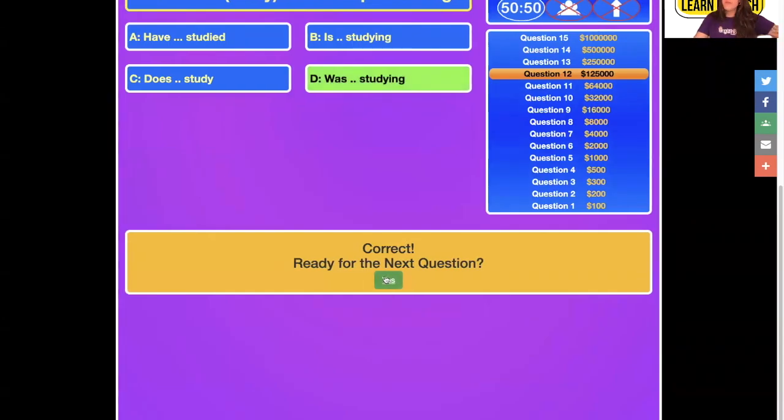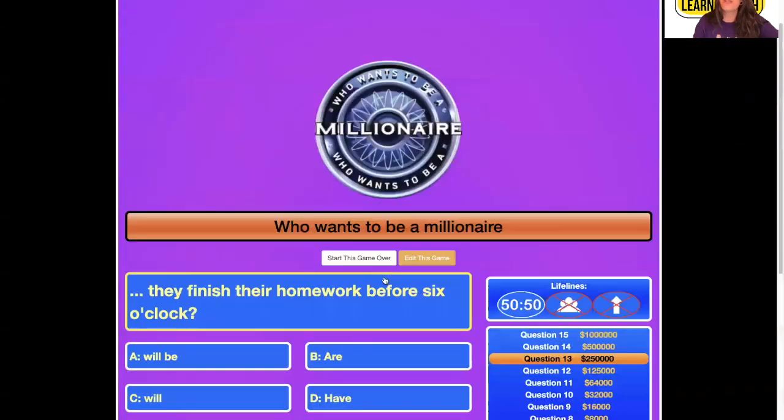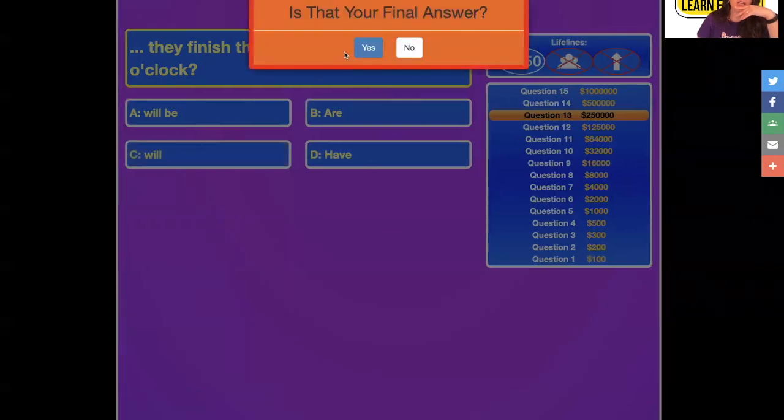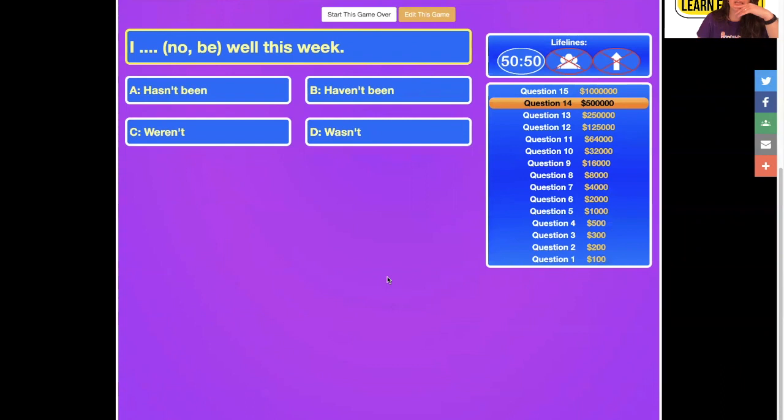Yes, correct. Ready for the next one? Wow, we're at number 13. They finished their homework before 6 o'clock. A, will be. B, are. C, will. D, have. What do you think? Future, past, present? The correct answer is letter C. Will they finish their homework before 6 o'clock? Yes. Good.